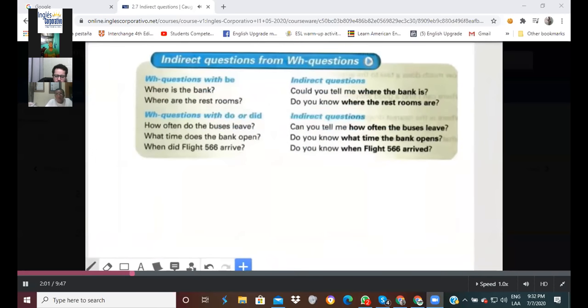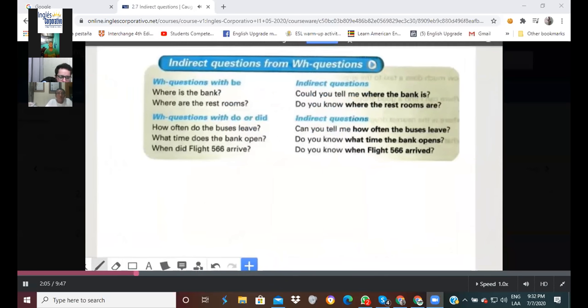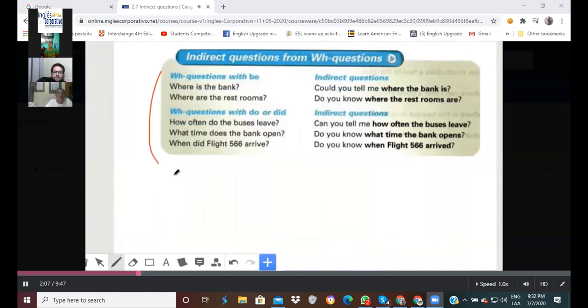Let me present some structure at this time. What we want to do in this class is learn how to change direct questions into indirect questions. The reason is that it's a lot more polite to use indirect questions. For example, if I say, where's the bank? It's less polite than if I say, could you tell me where the bank is?